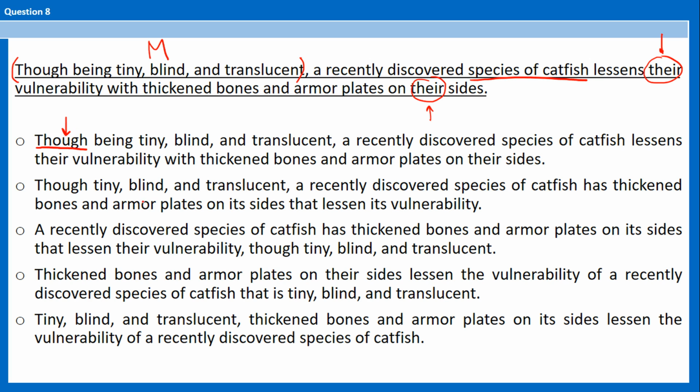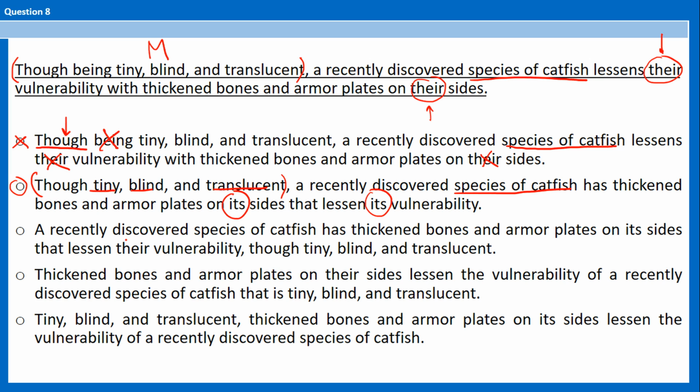Now, you can remove the word being and nothing happens. You can just say, though tiny, blind, and translucent, and you're still describing the species of catfish. Now, species may look plural, but no, it is singular. I cannot use their. Okay? So I prefer to use its. Let's keep B for now.